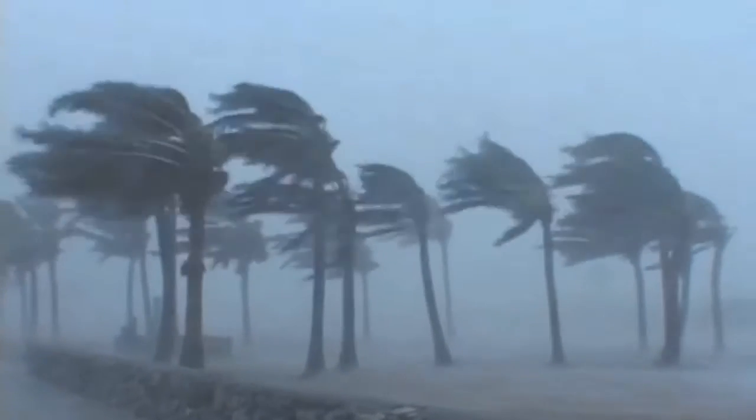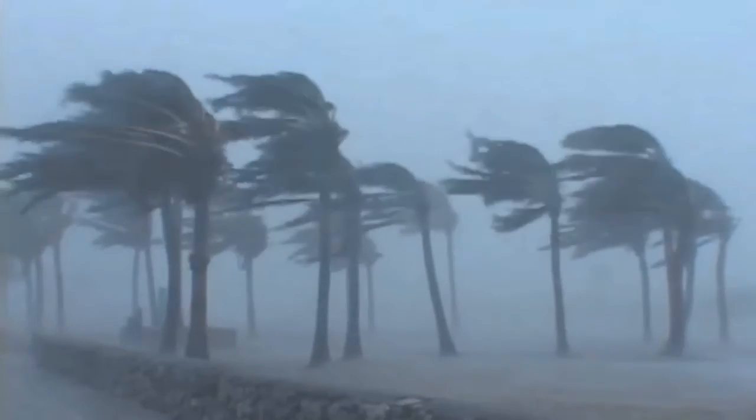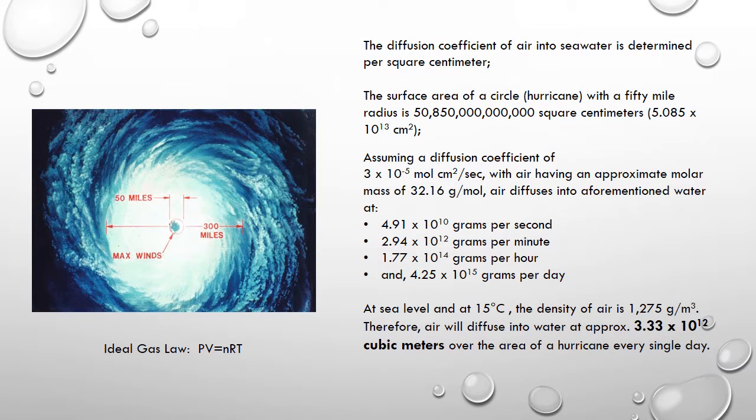But let's consider the true effect of that change in potential. A hurricane with a 50-mile radius has almost 51 trillion square centimeters of surface area, or the area where air and water meet. This is a minimum. Waves only increase this number.